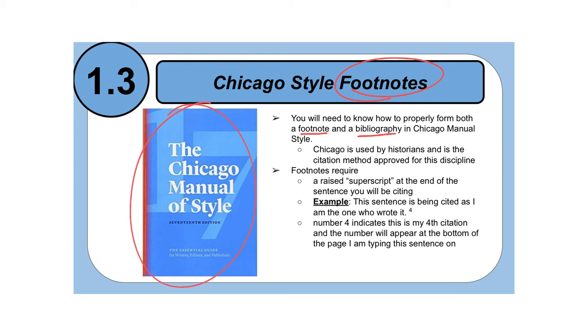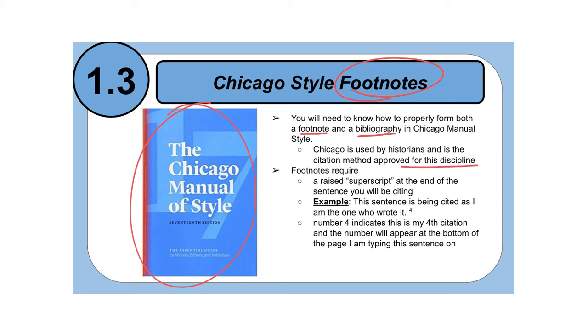Okay, so this is a requirement, and I'm going to be first to tell you I do not like this method. However, because the craft of history requires us to use the Chicago manual style, that is why we have to use it. But my personal preference is MLA. However, we must use Chicago style citations. Chicago is used by historians, and so that is the approved discipline.